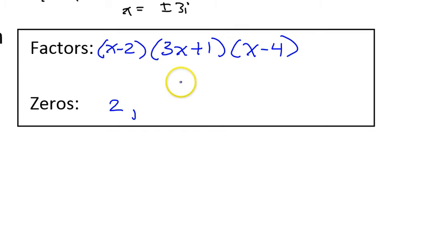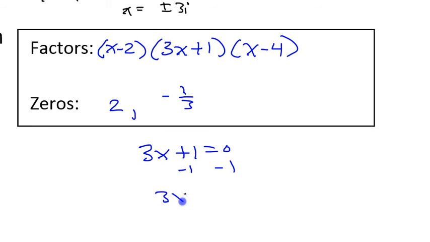This is going to give me a 0 of -1/3. And again, I'm getting that by setting 3x plus 1 equal to 0 and solving. So this will give me 3x is equal to -1, divide both sides by 3. That's how I'm getting -1/3. Of course the other factor is just going to give me 4. So this one should show up on the calculator. So let's look at 4 and make sure that there is a 0 there.